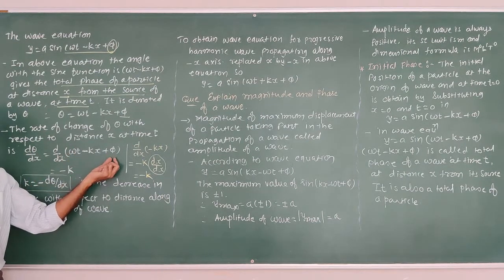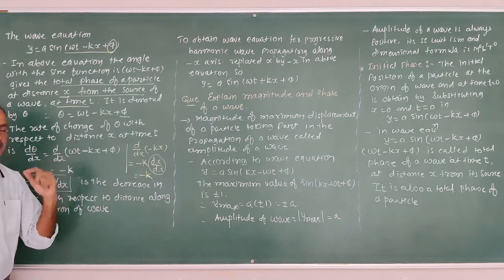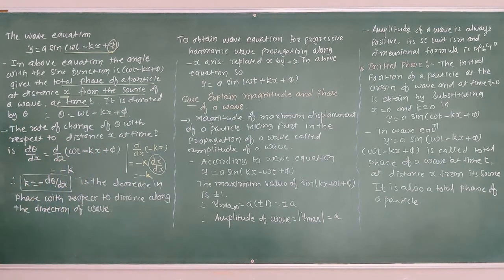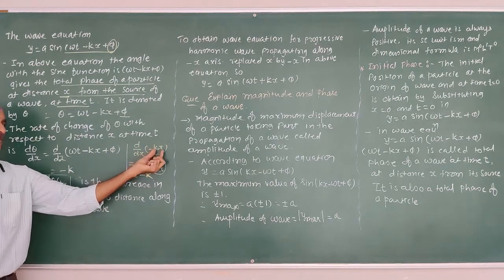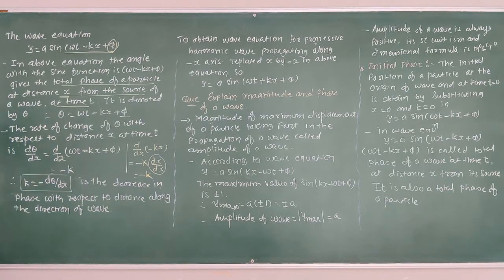Omega t and phi are constants, and the derivative of a constant is 0. There is no change in omega t with respect to x, and there is no change in initial phi with respect to x. Therefore, both are constant, derivatives are 0. Only we have to take the derivative of this middle term, minus kx. The derivative of minus kx with respect to x is minus k. Thus, k is equal to minus d theta by dx. This term represents the decrease in phase with respect to distance along the direction of propagation of the wave.